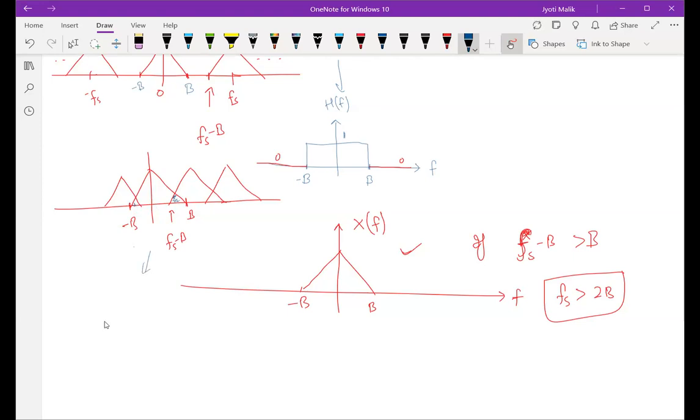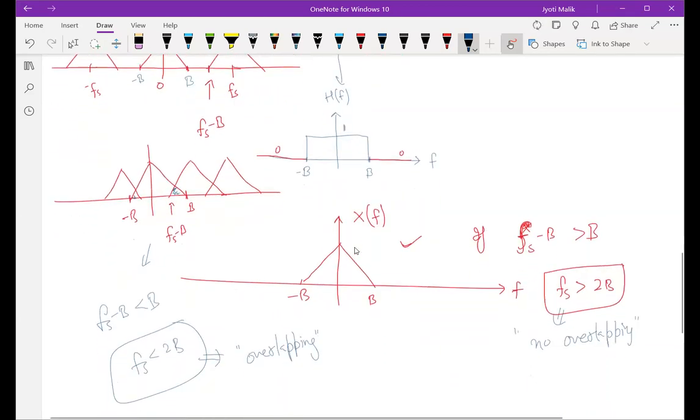And this case is Fs minus B less than B, meaning Fs is less than 2B. So if Fs is less than 2B, then overlapping will happen, and you won't be able to reconstruct the signal back. But if Fs is greater than 2B, there will be no overlapping, and you will be able to easily reconstruct your signal back using the low pass filter.